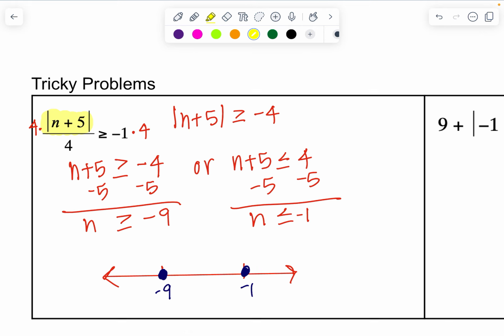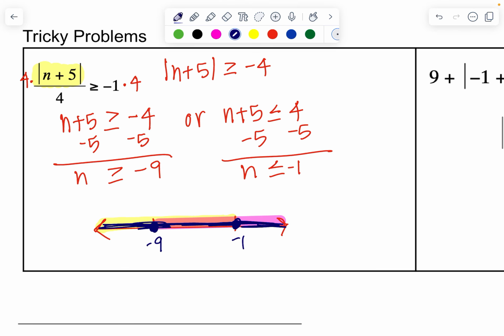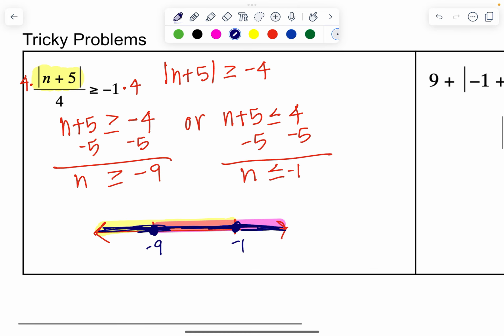So if I look at greater than or equal to -9 means it goes all the way this way. Less than or equal to -1 means it goes all the way this way. So technically, we would be shading in this whole part, everything. So that is why the answer is all real numbers.